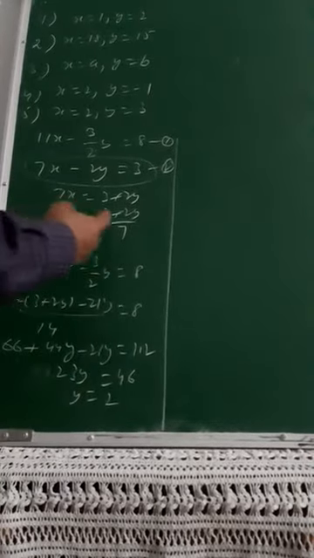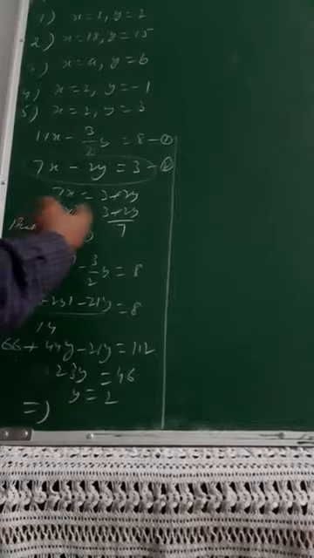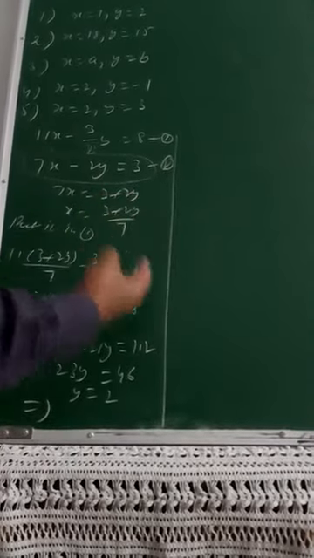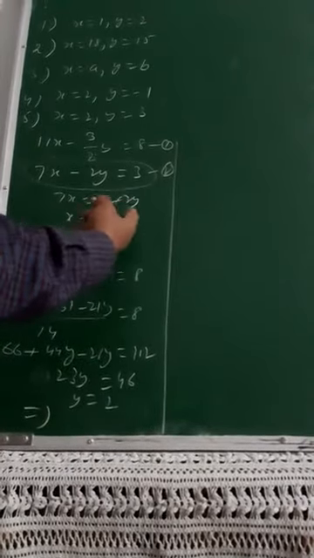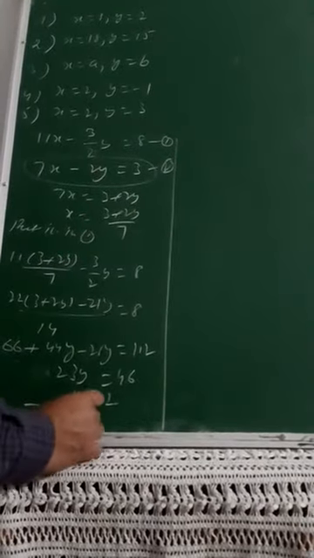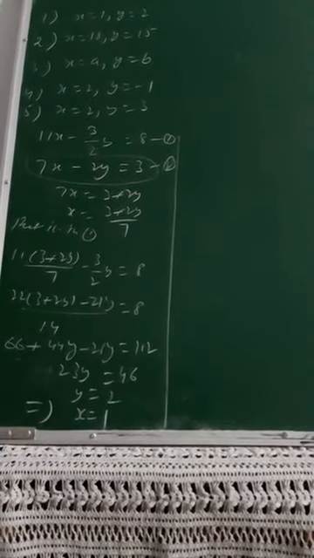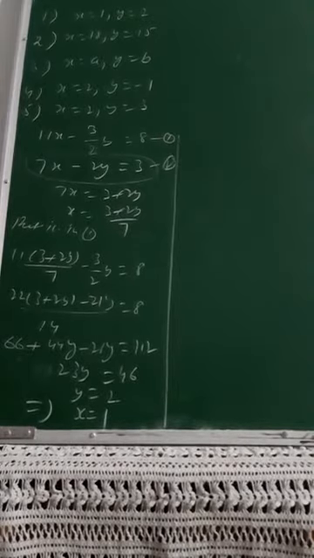So y you will be getting is equal to 2. If you put it here, because this is the value of x I have written here, 2 2s are 4, 3 plus 4 is 7, 7 divided by 7 will give you x is equal to 1. So this is the substitution method I tried.